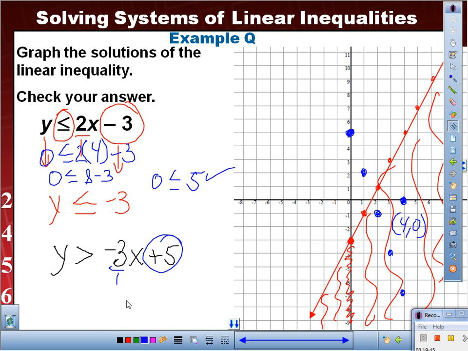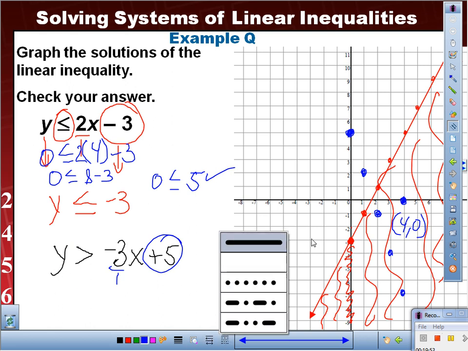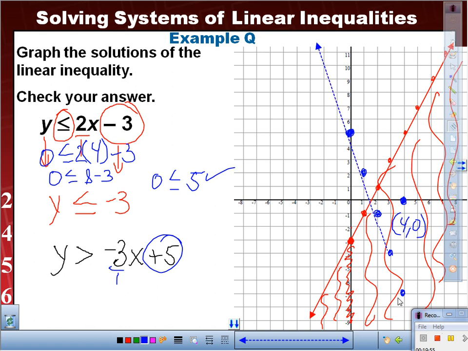Uh-oh, but now this one doesn't have an equal sign on the inequality symbol. Therefore, it's a dotted line. Why do you think it's a dotted line? It doesn't include the points on the line as a solution. That is correct. Kind of like the open point. You guys remember the open point? Yes, Mr. Q, we love these.